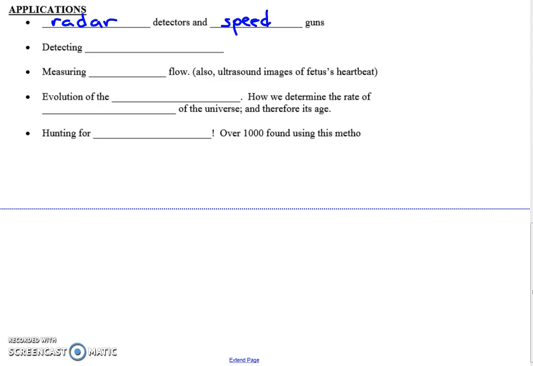Same with the speed gun. If you've ever been at a baseball game, they're measuring the speed of a pitch, whether it be softball or baseball. Where do you have to be? You have to be directly behind home plate. You can't get it from the side.